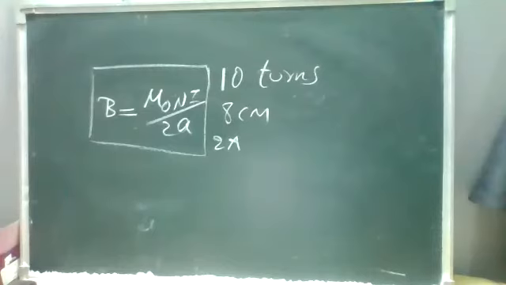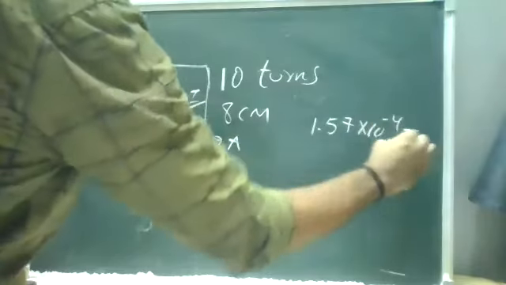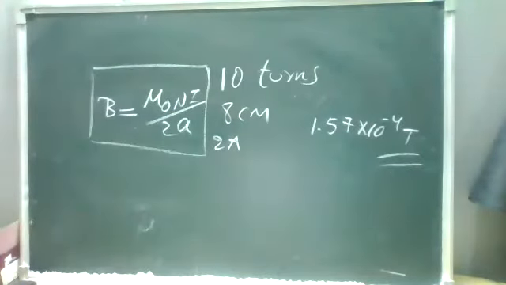Answer is 1.57 into 10 power minus 4 Tesla. Please check it. Directly, mu naught value is 4π into 10 power minus 7, N is the number of turns 10, current is 2 amps, by 2 into 8 centimeters. We need to convert into meters. Sir, 1.57 into 10 to the power of minus 4 T.